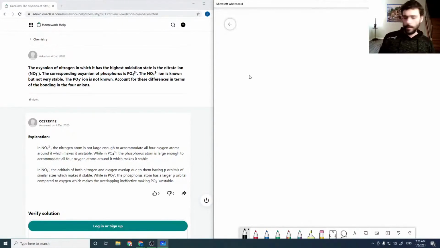All right, so the oxyanion of nitrogen, which has the highest oxidation state, is the nitrate ion, so NO3 minus. And the corresponding oxyanion of phosphorus is PO4 3 minus. So PO4 3 minus is stable, and NO3 minus is stable. As you can see, phosphorus has 4 oxygens around it, while nitrogen only has 3.